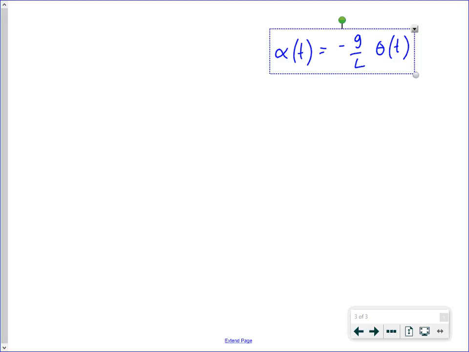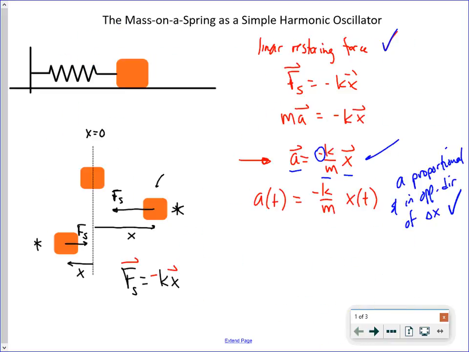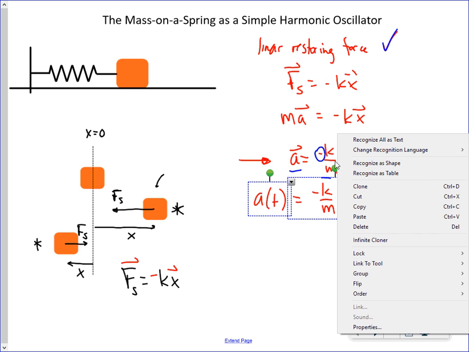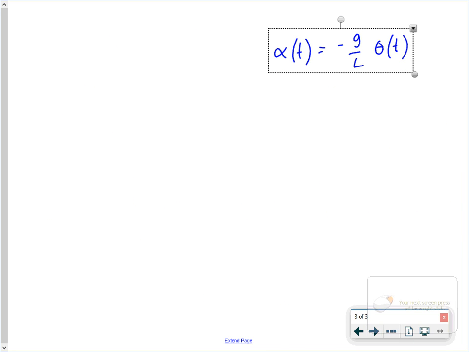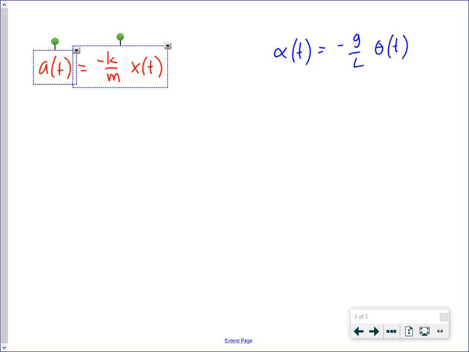Paste. Okay, I want to go here. Grab this, no this, no all of this. Copy. Go. Paste. Okay.